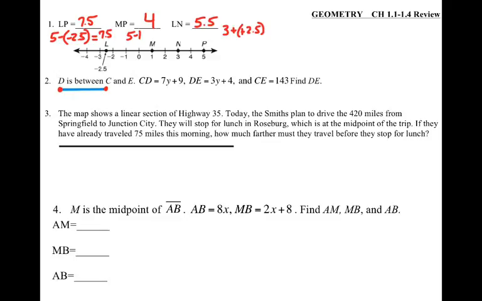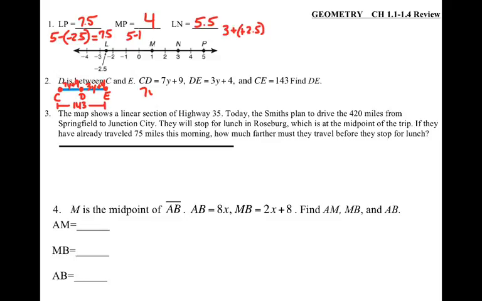On number 2, D is between C and E. So if it says between, that's on a segment. That's not an angle. Okay, so you draw segment CE, put D between them, and then label each part. And you know the whole thing is 143. So then you're going to use your segment addition postulate that says part plus part equals whole. So CD plus DE equals CE.